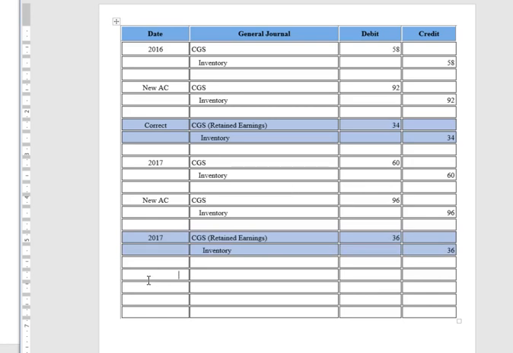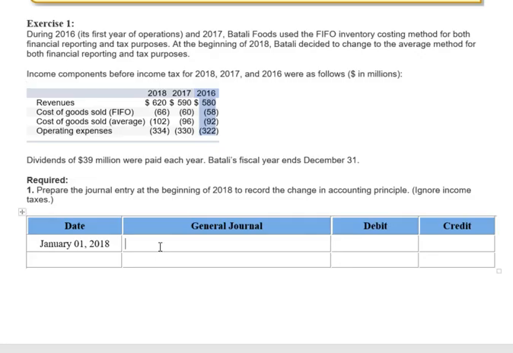So what would be my final entry? Well, notice both of them are going the same direction. So we needed to increase cost of goods sold. So you take 34 plus 36, and that gives me 70. So I need to adjust my retained earnings by 70 because that will correct it. Because keep in mind, those two numbers are not in the cost of goods sold account. They're actually in our retained earnings account because we had to close them.